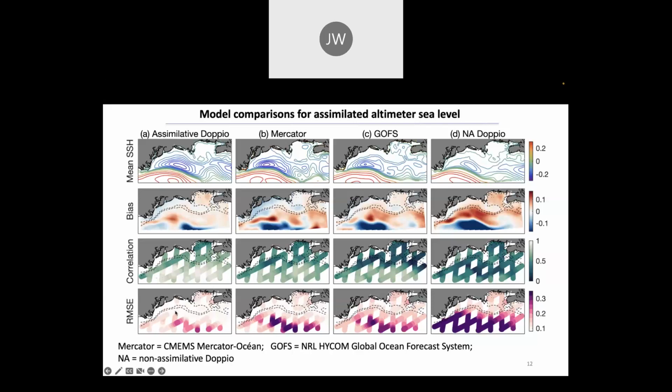Similar story in the RMS errors. And an interesting story offshore. I thought that these relatively high RMS errors near our open boundary were an open boundary effect, but you look at things for Mercator, which is global, and Goff's, they also have errors. They don't have an open boundary out here. So this must be something to do with not really representing Gulf Stream variability as well as we would like.